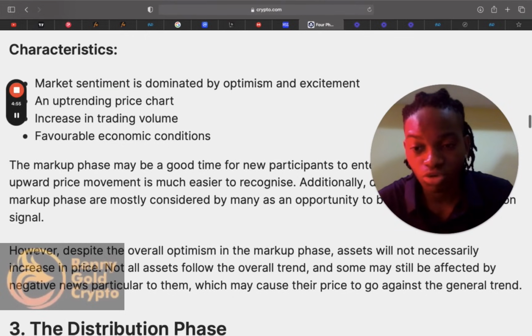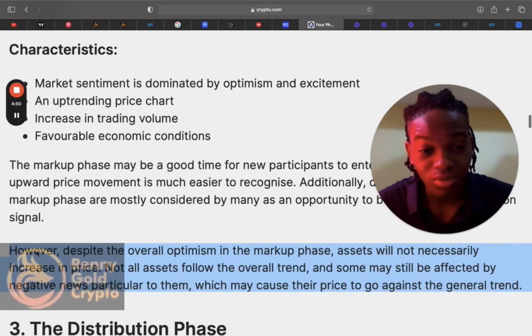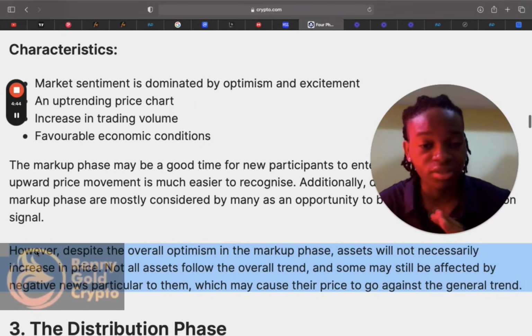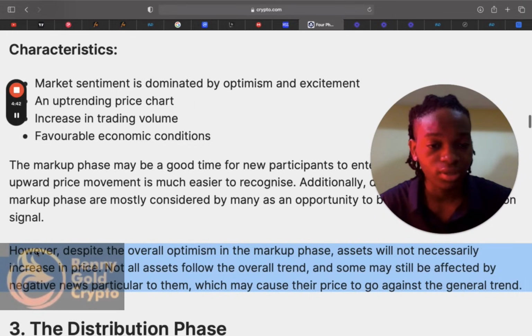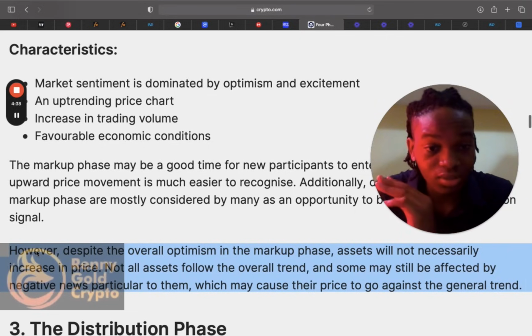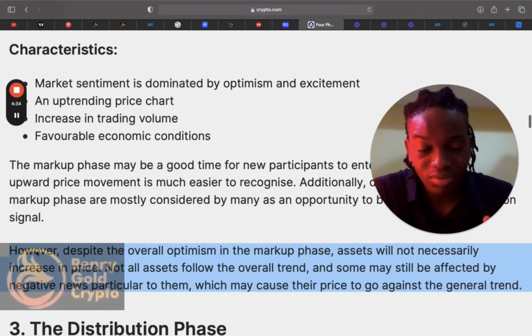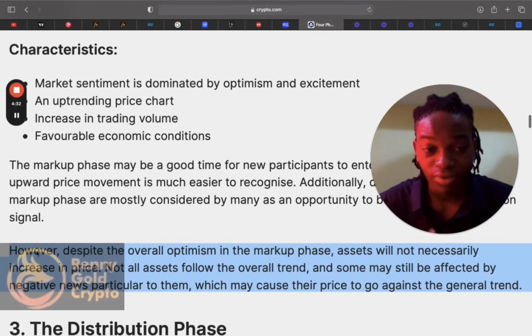We all should be able to understand that some crypto out there are not going to do well during this markup phase, because some crypto may be affected by negative news. Remember, each crypto has its own news. So now this is how you can be doing well as the markup phase is taking place.